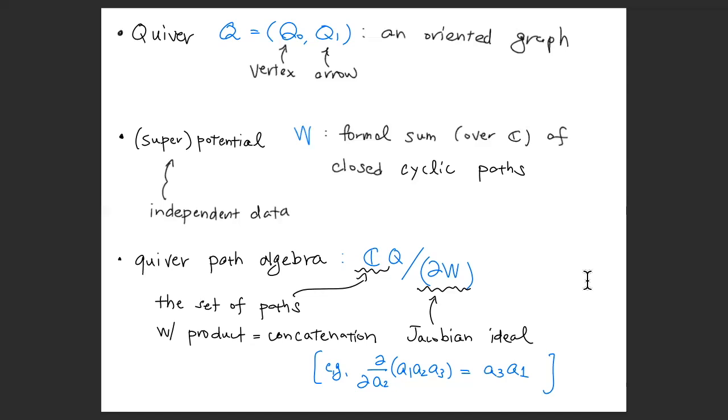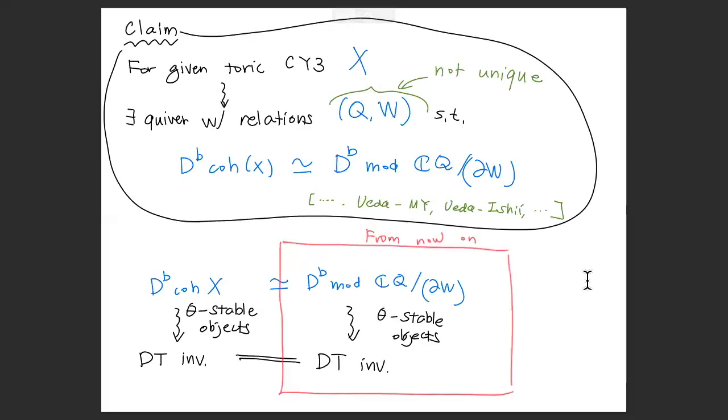Given this formal sum, you can define some formal derivatives, and then you consider the ideal generated by the derivatives inside the algebra. So what is this algebra? This itself is an algebra generated by all the possible paths. And it's called an algebra because you can consider the product: when there are two paths and they can be concatenated, you just concatenate them and define that to be the product. If not, you just define the product to be 0. So it's called a path algebra, and then there is a relation. This is called a Jacobian ideal, and so this is the concept of the quiver path algebra. Basically, the set of paths modulo relations.